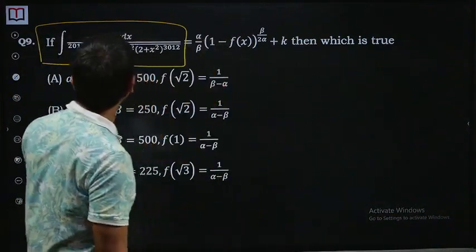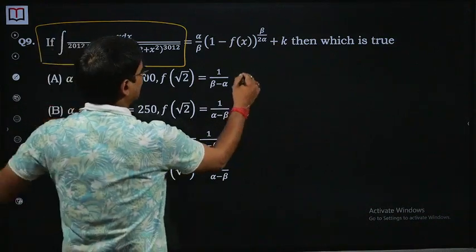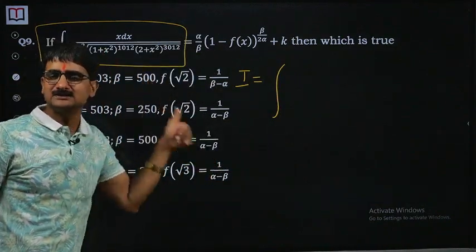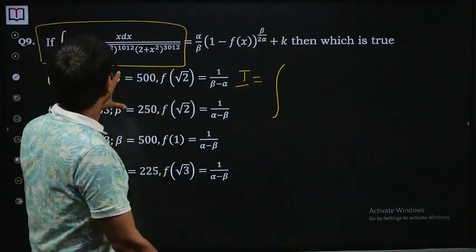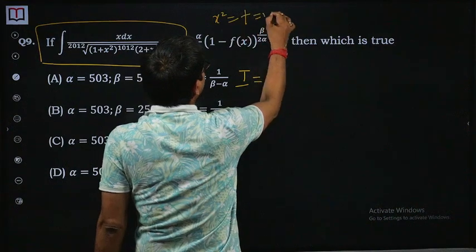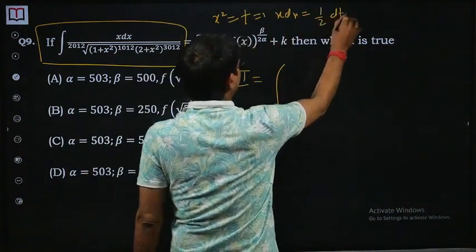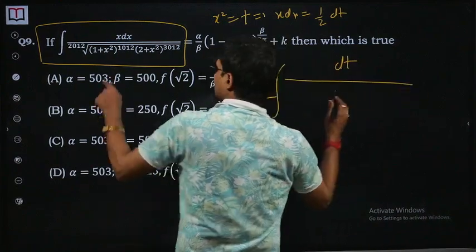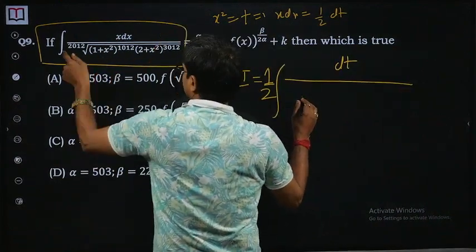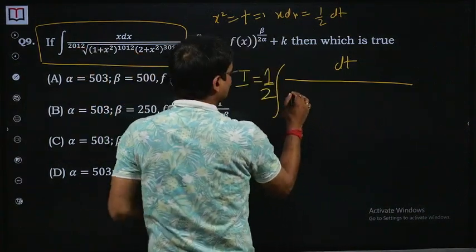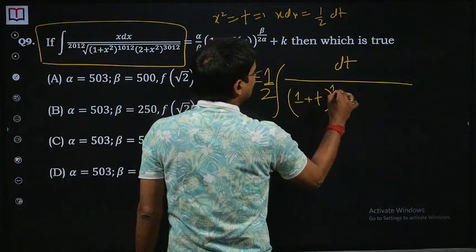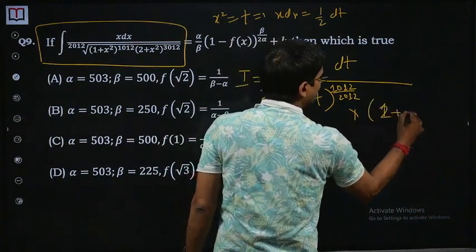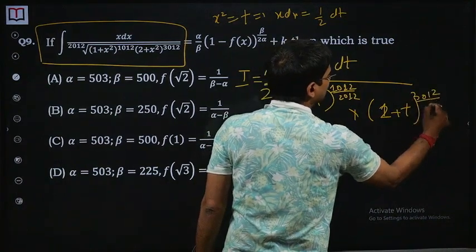Why? Because again, observe one thing: the sum of the power. That's the first thing I observed. Moreover, if you consider x square as t, its derivative is sitting in the numerator. So I will replace x square by t, and x dx by half dt. I write it as half times dt upon, now look at the power here, 1 plus t raised to the power 1012 upon 2012 into 2 plus t raised to the power 3012 upon 2012.